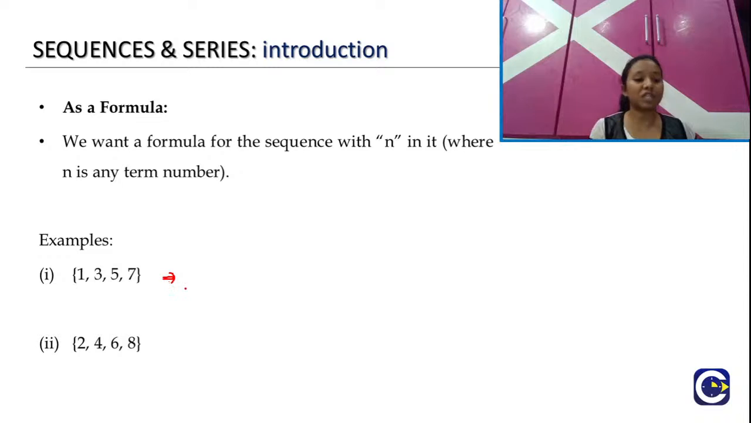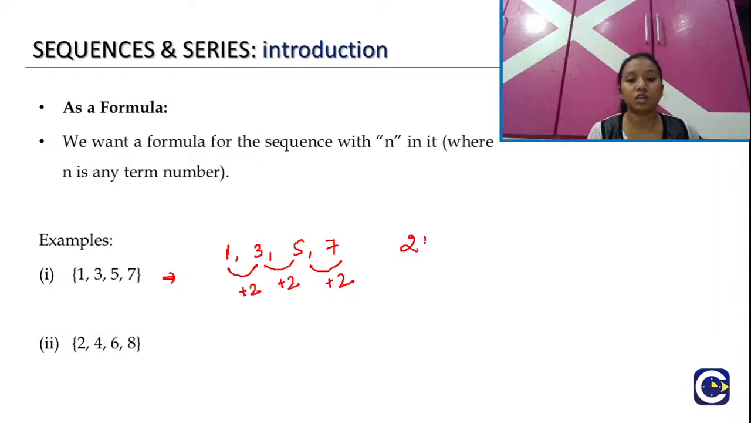Here we have one sequence having the terms 1, 3, 5 and 7. What will be the rule of this sequence? Again it jumps by 2: plus 2, plus 2, plus 2. So I'll take the formula as 2n minus 1, where n belongs to the natural numbers.